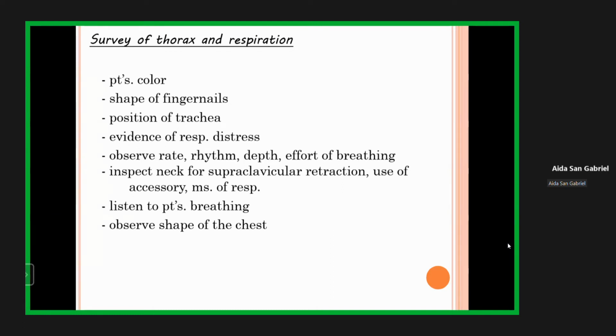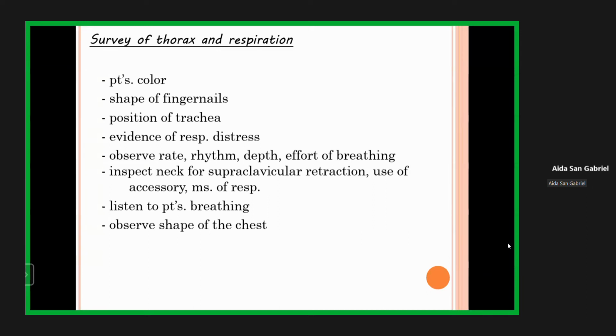Evidence of respiratory distress. Just by looking at your patient, the face of the patient will tell you whether your patient is in respiratory distress. Observe the rate, the rhythm, the depth, effort of breathing. Inspect the neck for supraclavicular retraction, the use of accessory muscles of respiration. These are also evidences of respiratory distress.